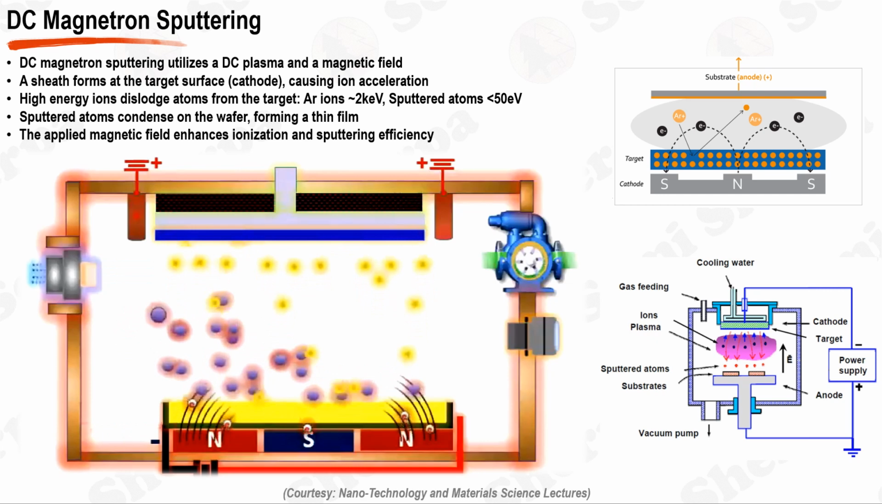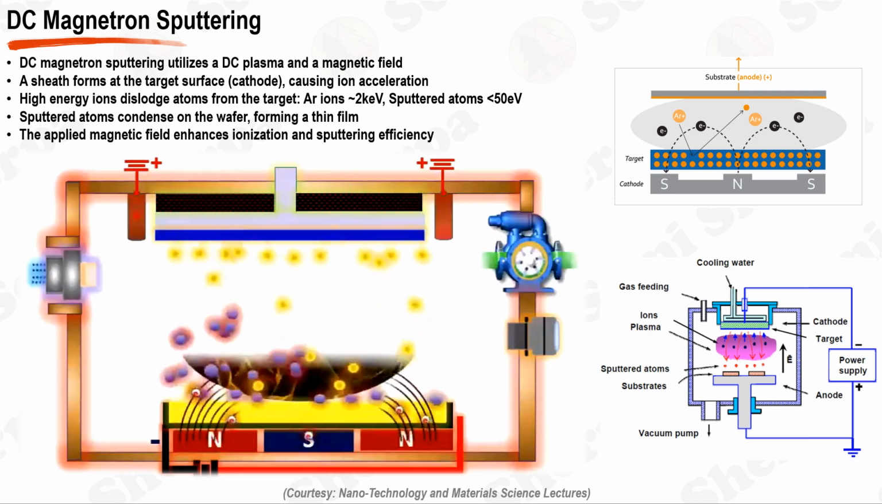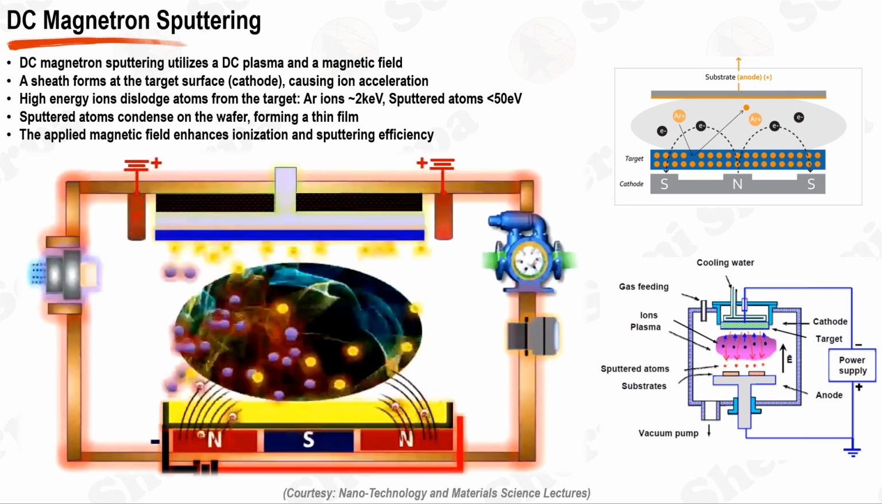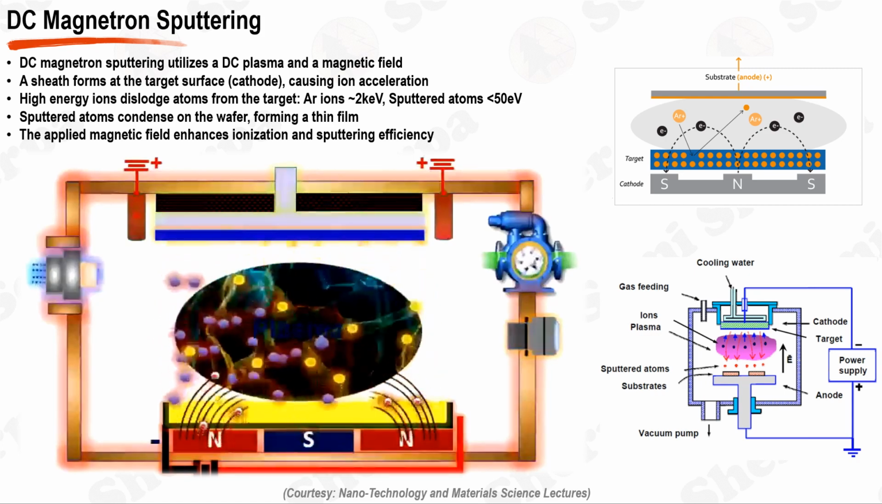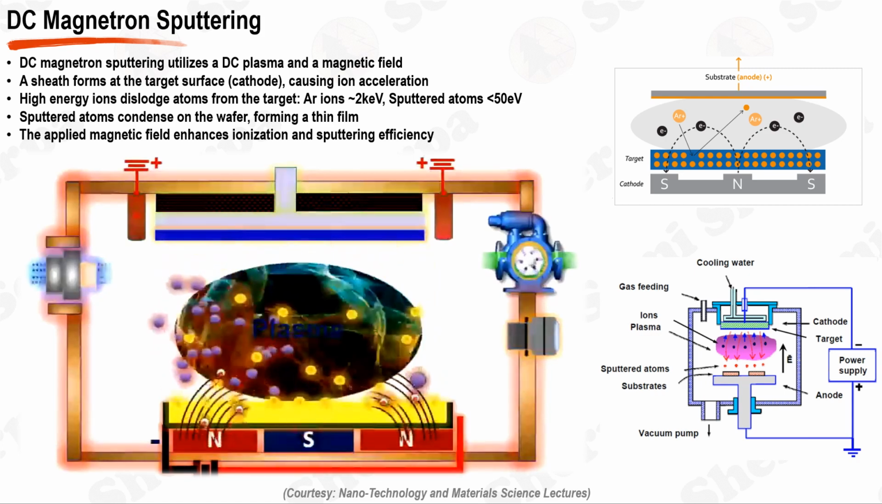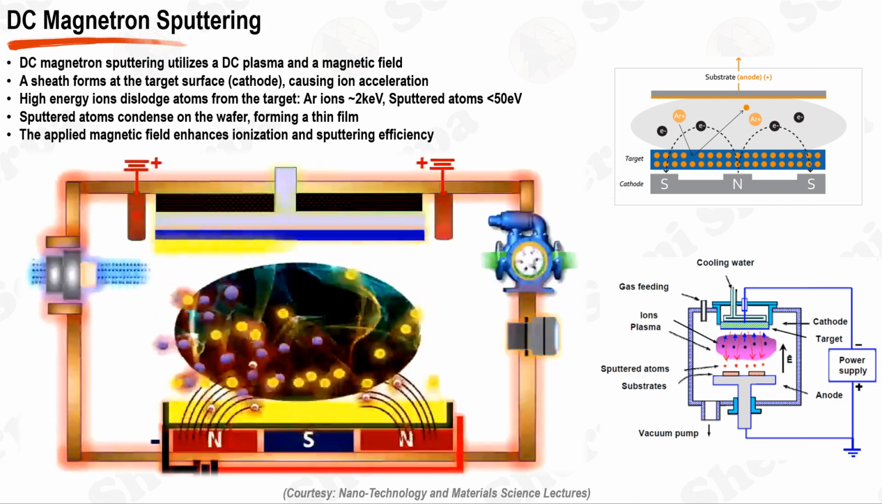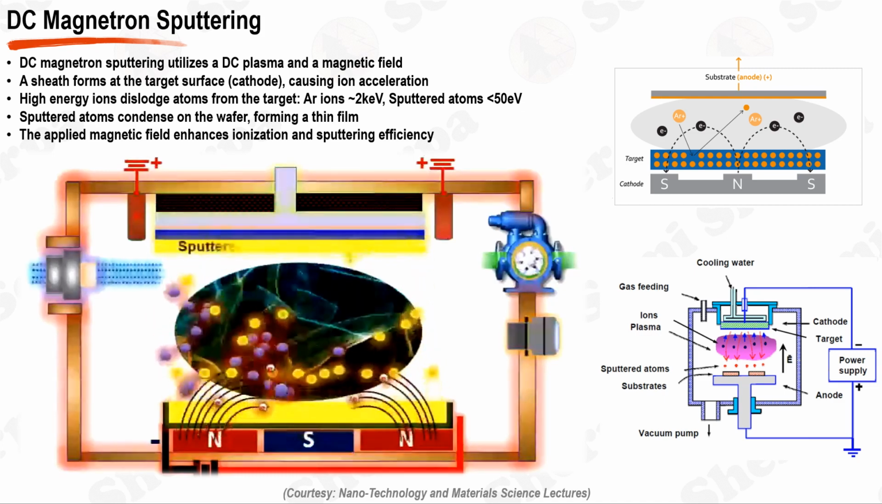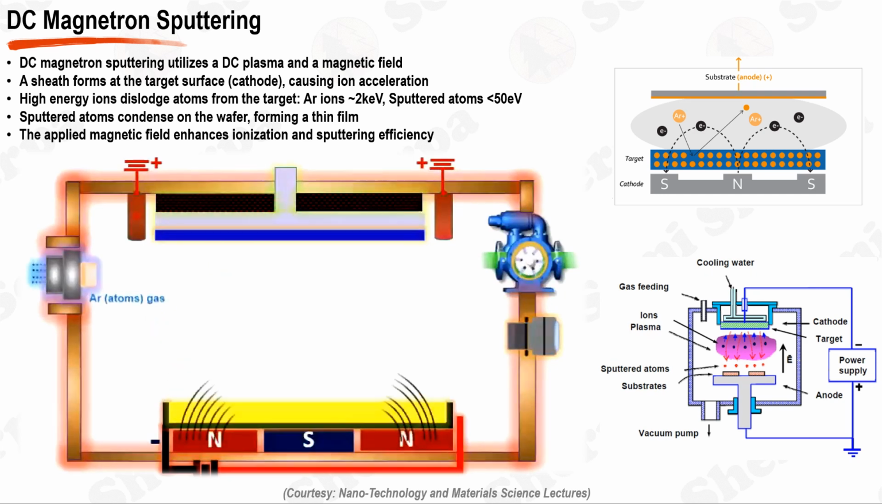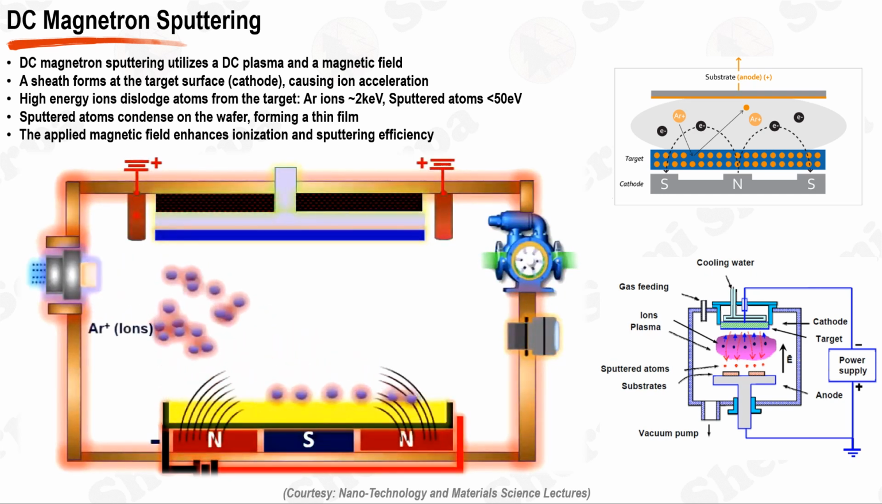Now, in DC magnetron sputtering, the word magnetron is crucial. A magnetic field is applied to the DC plasma, which increases the path length of the electrons, enhancing their probability to ionize the gas atoms. This magnetic field helps to confine the plasma close to the target surface, increasing the sputtering efficiency. Moreover, it allows the reduction of the distance between the target and the wafer, facilitating lower pressure operation.